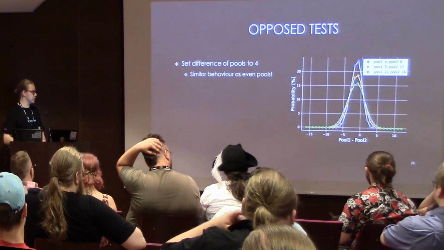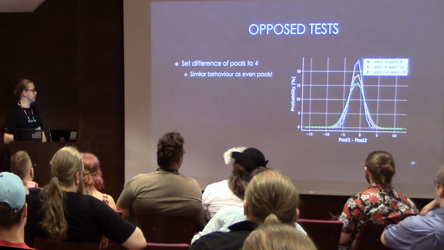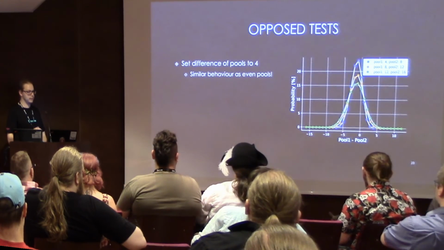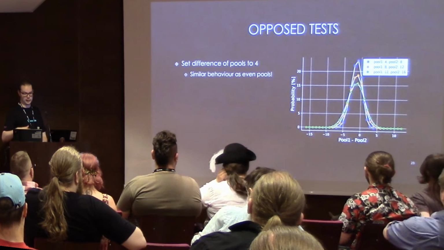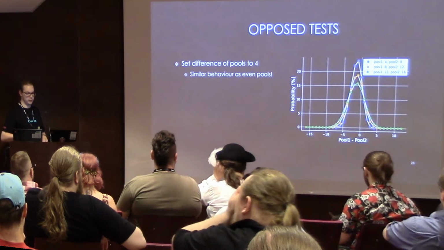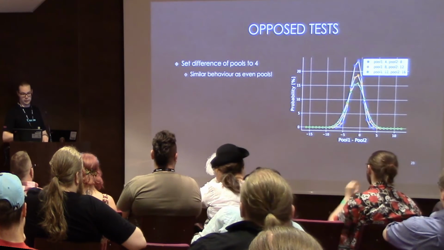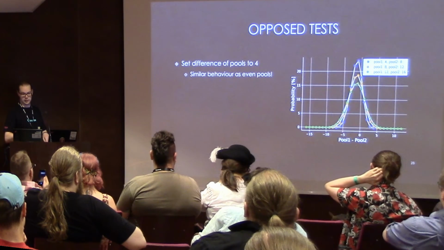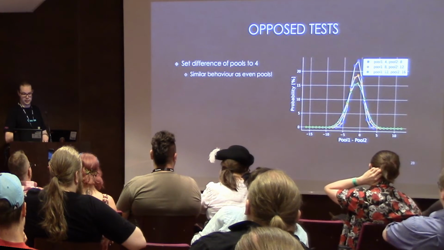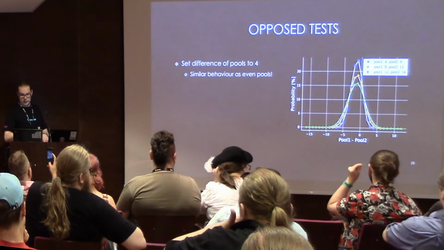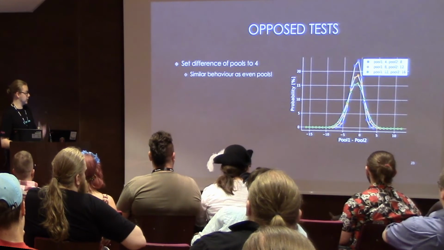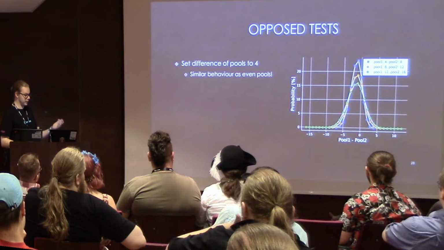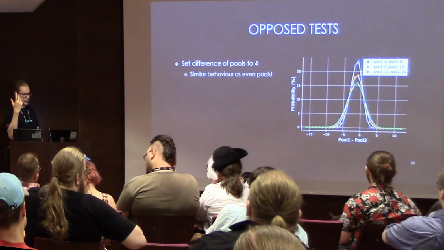This is a bit of a different situation. Here we again keep the difference of dice pool at 4, but then we increase the number of dice proportionally, so we add dice at a similar rate to each pool. So the blue is 4 against 8, orange is 8 against 12, and green is 12 against 16. The behavior here is similar to before when we had an even number of dice.